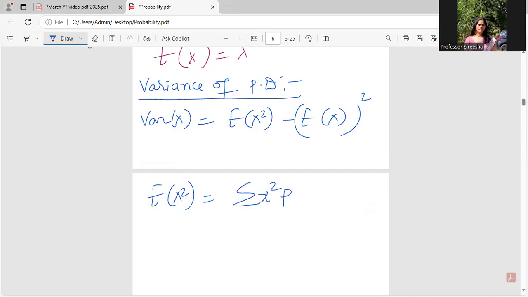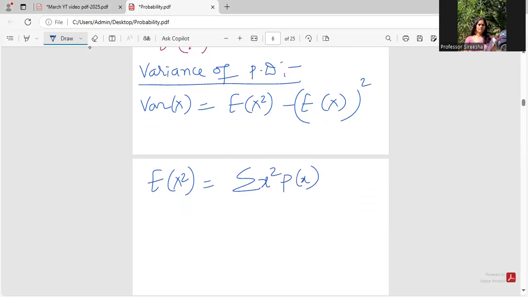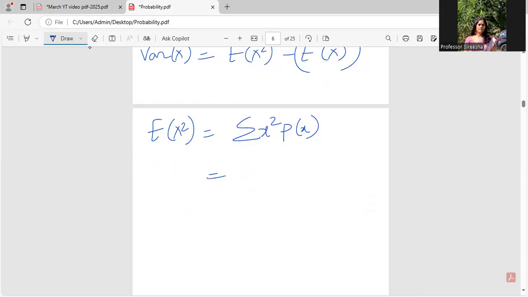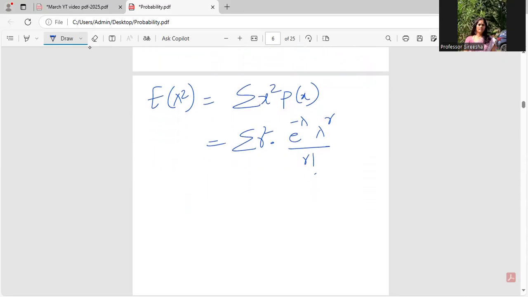Summation x squared p of x. But here my x's are r, so I'll rewrite it as summation r squared into p of r, which is e power minus lambda, lambda power r by r factorial. Now there's one small thing that I will do for r squared. Of course, I can cancel out r. There'll be one more r. So I can cancel out r here, giving r into e power minus lambda, lambda power r by r minus 1 factorial.